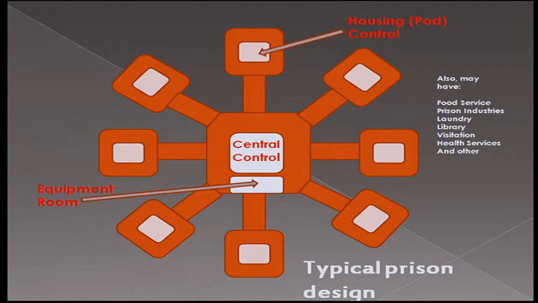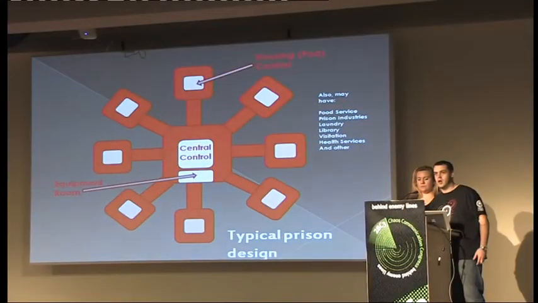This is typically how prisons are laid out, though. They're a hub and spoke design where central control is in the middle, and then all the housing units spawn off of that. In central control, it's also worth noting that the equipment room where the PLCs, the servers, et cetera, are is usually attached to central control. In the facility that we went to, it was actually underneath it. You had to go down a hatch through the floor to get down to the rack room.